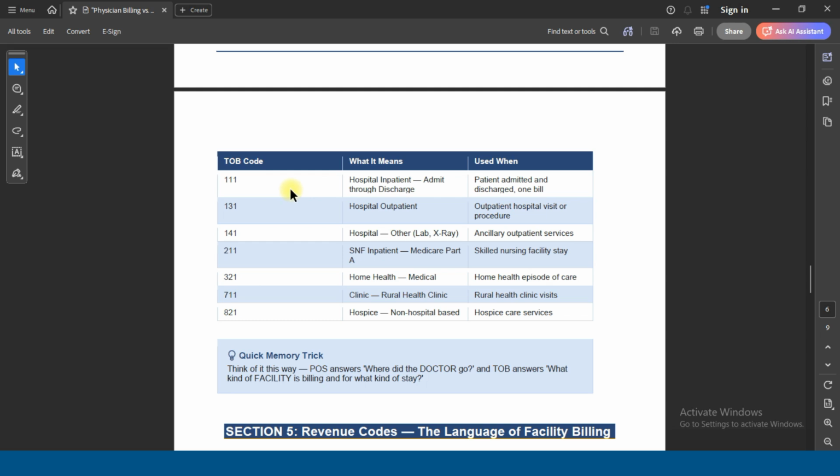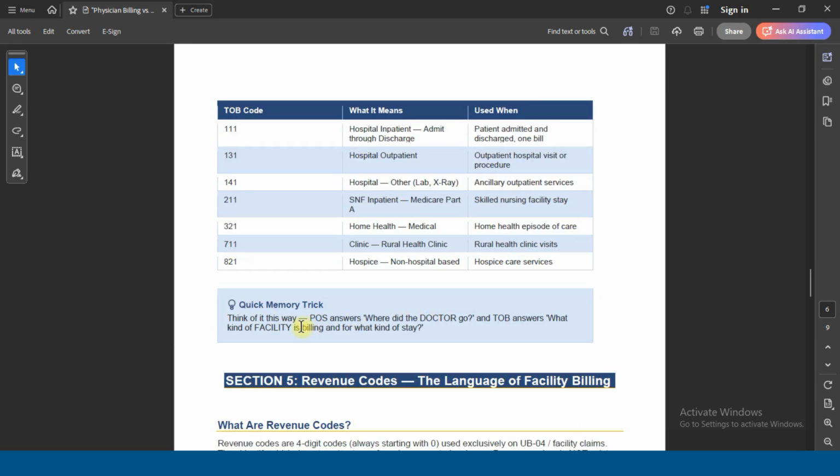So these are the common TOB codes. 111 means hospital inpatient admitted through discharge: the patient is admitted and discharged, only one bill. 131 is hospital outpatient, an outpatient hospital visit or procedure.